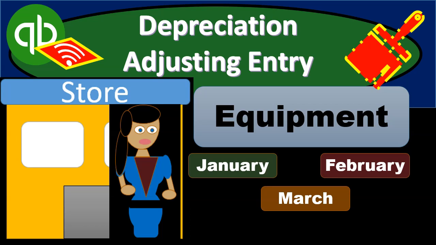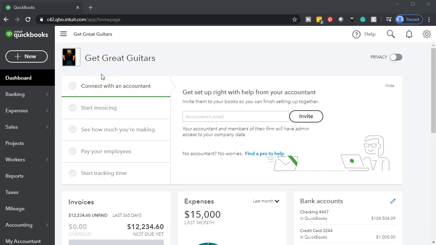In this presentation, we're going to enter an adjusting entry related to depreciation. Let's get into it with Intuit's QuickBooks Online. Here we are in our Get Great Guitars file.